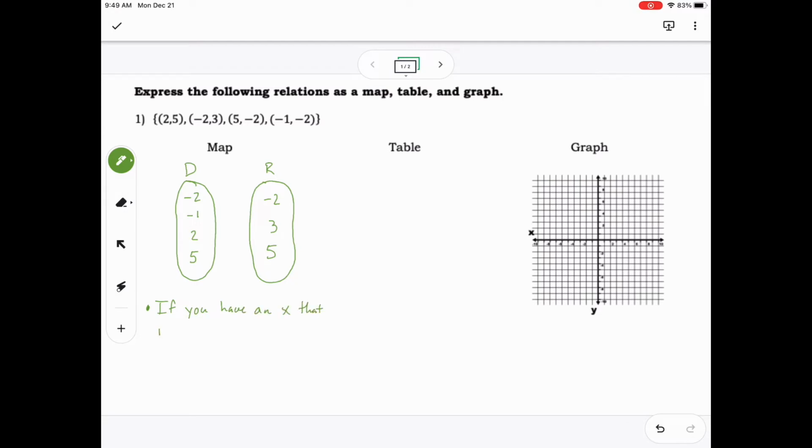Notice on this one, for the y's, there are two -2's. When this happens, you only have to write that number once for a mapping. Then draw your arrows from the x's, connecting them to their y's.